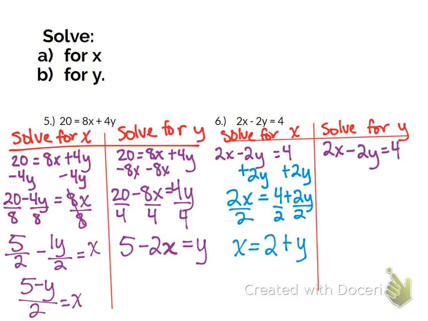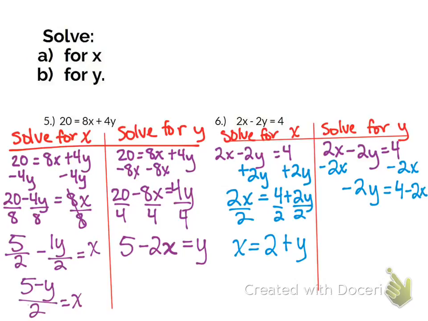Let's solve for y. How am I going to start that off? Subtract 2x on both sides. What does that leave me with on the left? A negative 2y. Watch your signs. Equals what? 4. Good. 4 minus 2x.